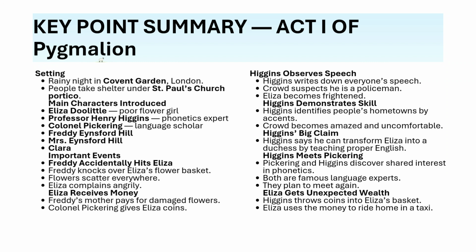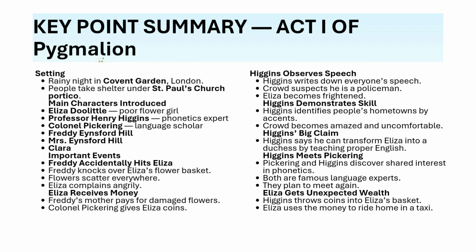The most important moment of the act occurs when Higgins makes his famous claim. Referring to Eliza, he confidently declares that he could transform this poor flower girl into a duchess simply by teaching her proper English pronunciation and manners. This statement introduces the central experiment of the play.